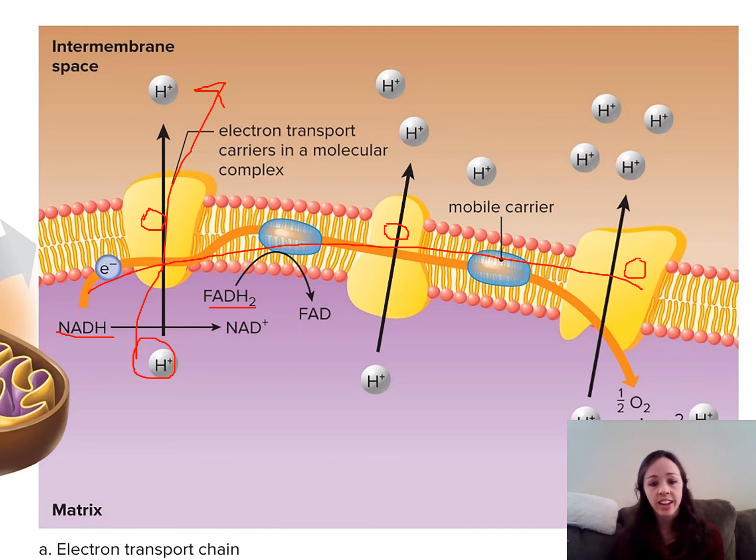Notice that the NADH drops off the electrons and hydrogen ions at that first carrier, while the FADH2 drops it off just right before the second enzyme. That's why NADH is able to produce one more ATP than the FADH2, since its electrons will flow through more enzymes than the FADH2.